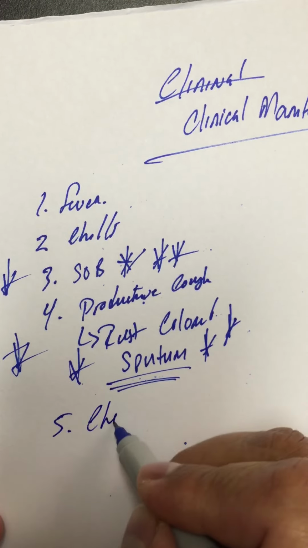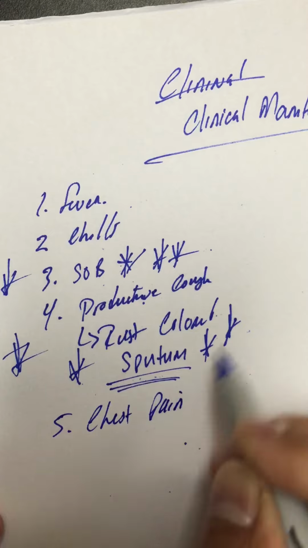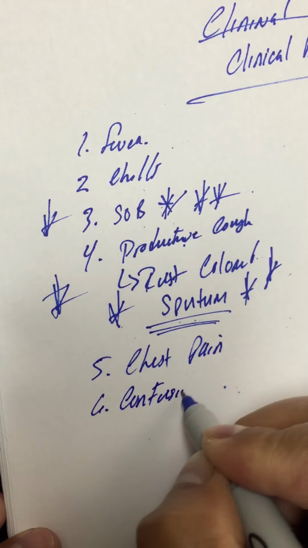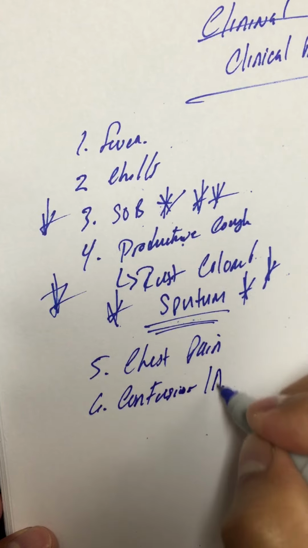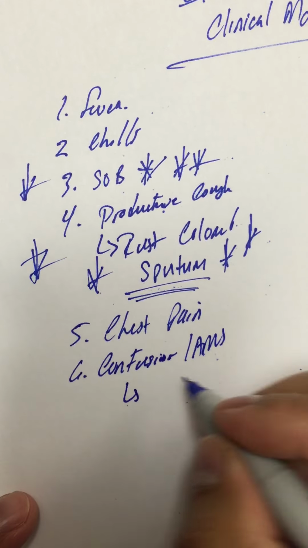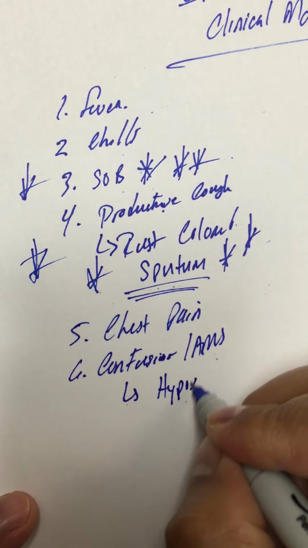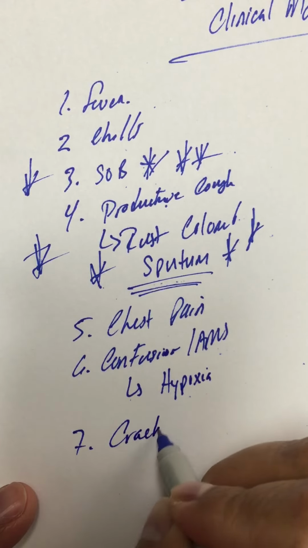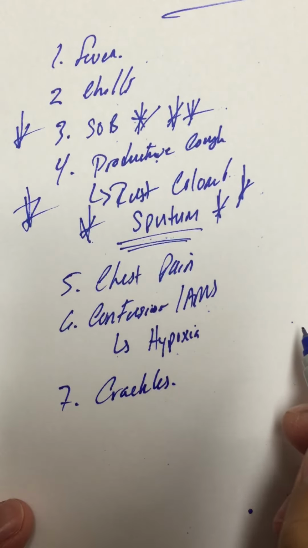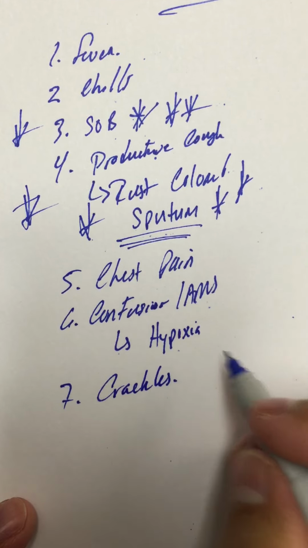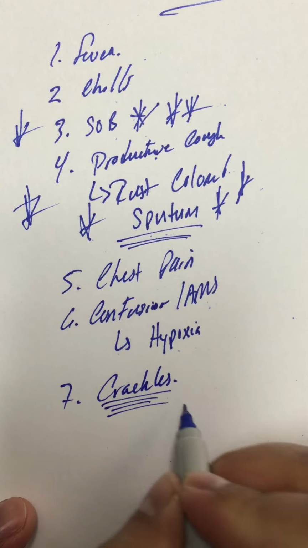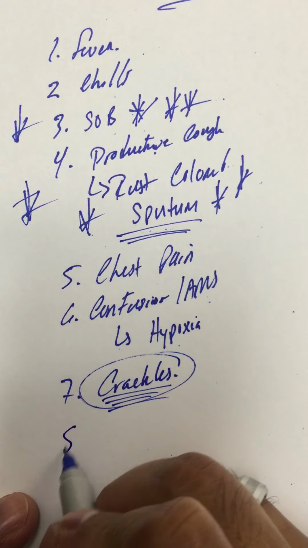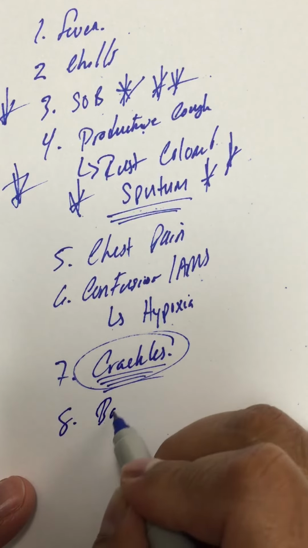5, chest pain. Confusion or altered mental status. This will most likely be due to hypoxia. Crackles. So again, if you were to auscultate, most likely find crackles in the lungs. Body aches.